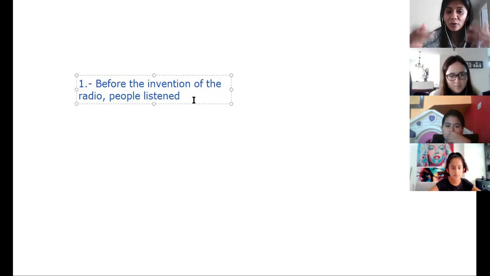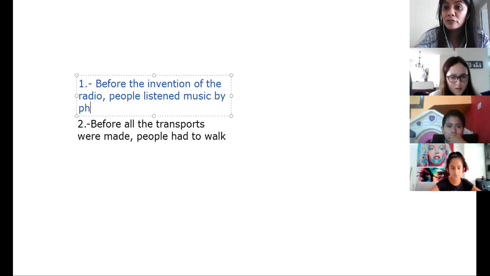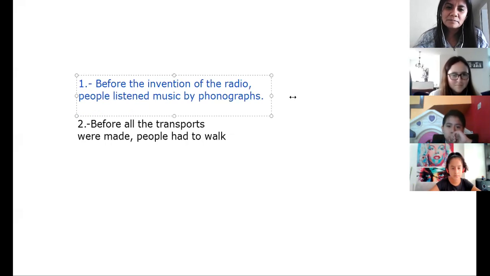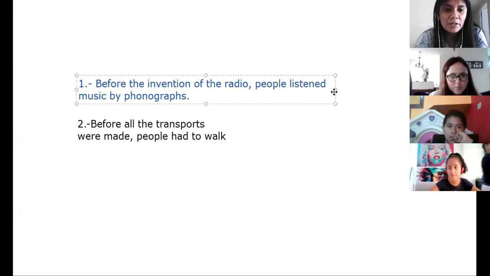Anyway, I know that you are going to present in a Word document, and in the Word document you are going to be faster. People listened to music by phonograph. Yes or no? Remember this invention, I don't know who invented it, but we put it in an example. Before the invention of the radio. Here we have one of the friends: before all the transports were made, people had to work.